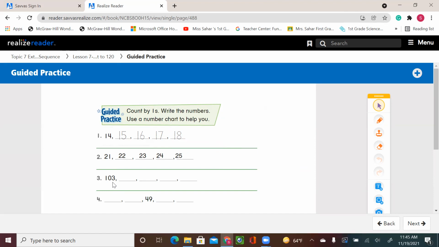Let's see, 103, easy. I know that I'm changing my ones, and the ones here are 3, so I'm counting after 103, 104, after 4, 5, so 105, 106, after 6, 7, so 107. Let's put it down.